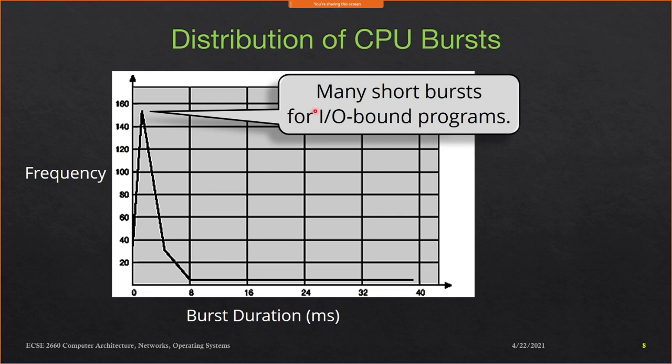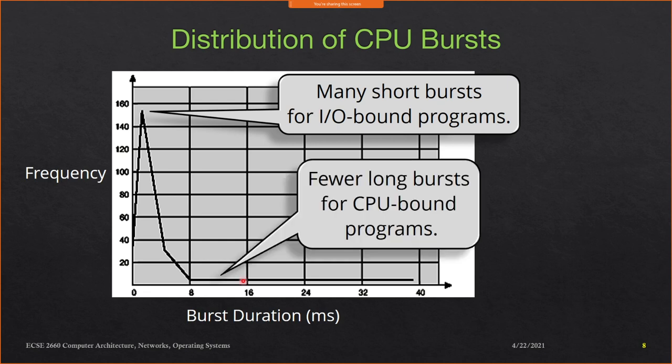On the other hand, there are fewer long bursts, but these are CPU bound programs. So these are maybe going through some slow input output activity, and after that input output activity gets completed, they will be getting the CPU's attention. Hence that's why they are called CPU bound programs. So they are fewer in number, but they have a long burst duration.